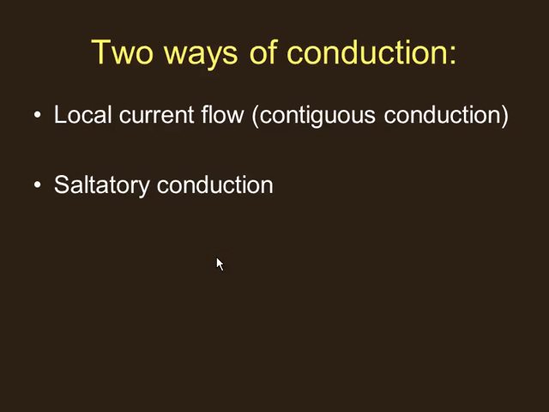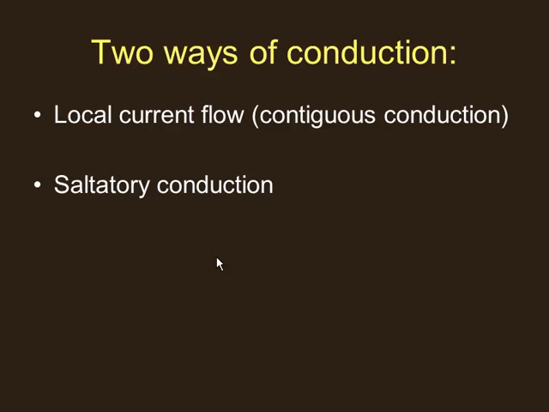All right. Two ways of conduction. Two ways, not two directions. There are two ways to conduct this signal down an axon. You can do it locally, or you can do it by saltatory. The biggest difference between these two is speed and myelin.